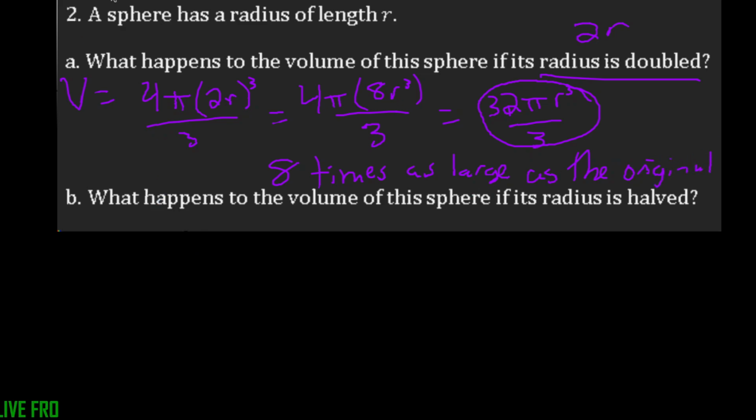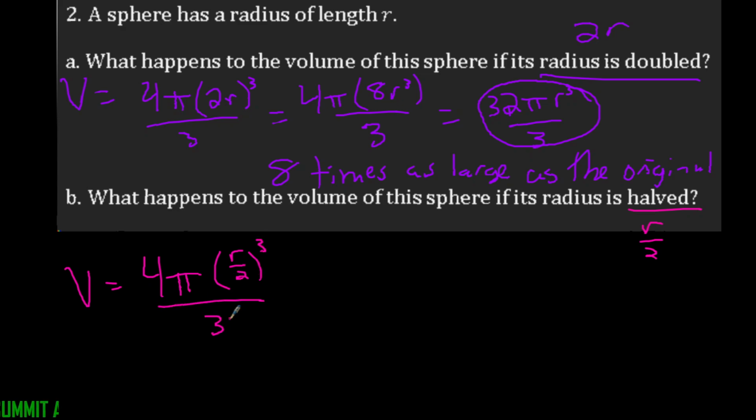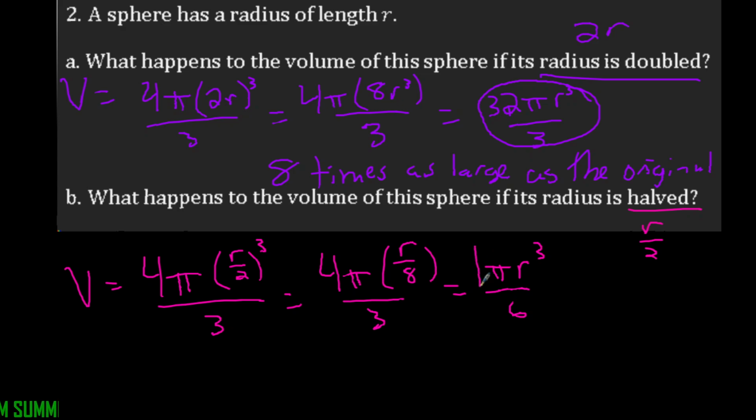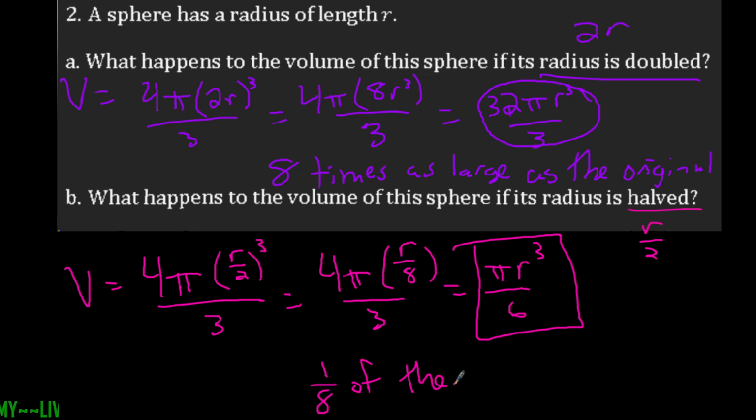And for the next one, it says what happens when it's halved. That just means we take r over 2. So we have the volume is equal to 4 times pi times r over 2 to the third power, all over 3. Be able to simplify that out. So we have 4 pi times r to the third power over 8, all over 3, which is the same as saying pi times r to the third power over 6, similar to what we had from before. So that means it's 1/8 of the original.